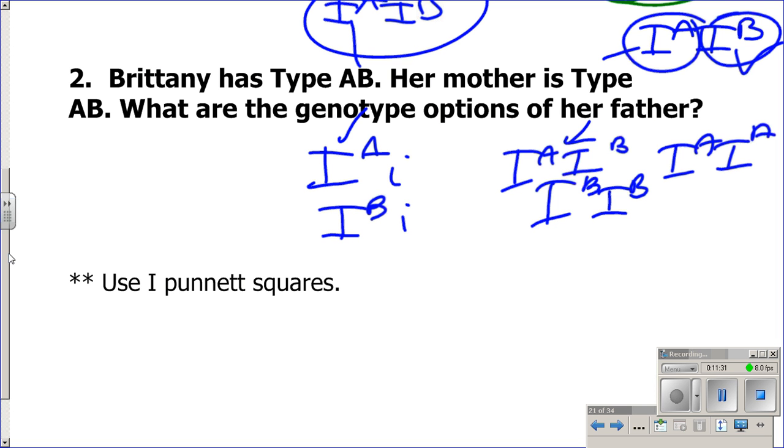So what's the only one we did not mention? Little i, little i. So everything is possible except for little i little i, because if Dad had that, what's the only allele he can give? Little i. And if he gives little i, her blood type's not going to be AB, right? So that's the only one that can't be. All right, so you see, you can actually think about some of these without drawing Punnett squares for all of them. Okay? All right, so blood type, we're good.